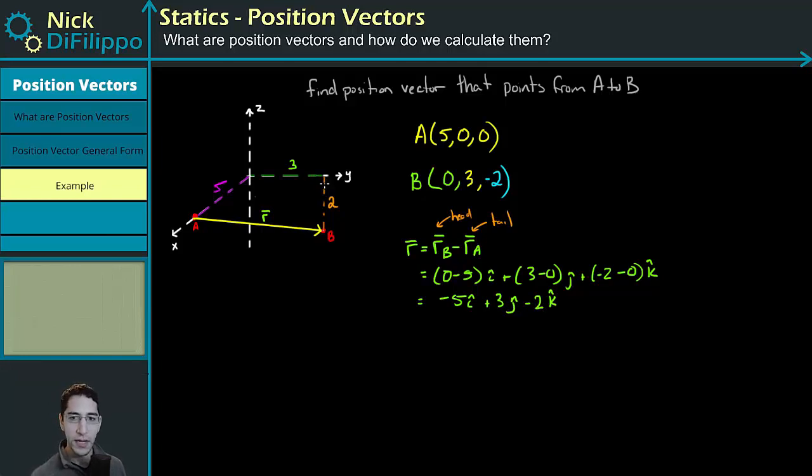So this means in order to go from A to B, we're going to have to go minus 5 in this direction, minus 5i. We're going to have to go 3 in this direction, 3j, and we're going to have to go minus 2k in this direction. So we were able to check that our position vector right here is correct.